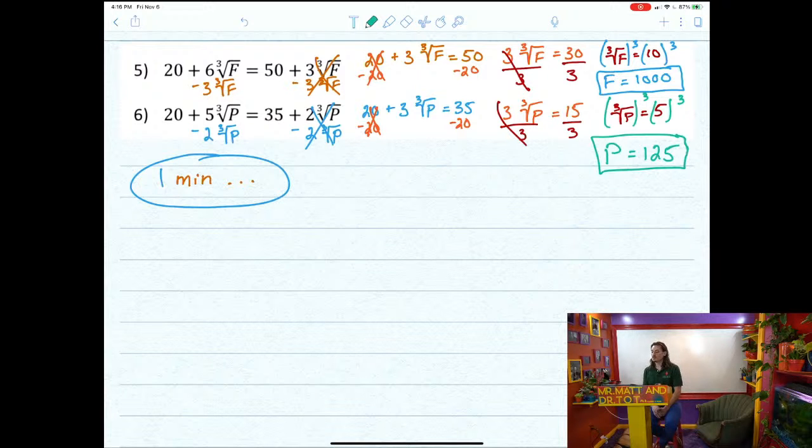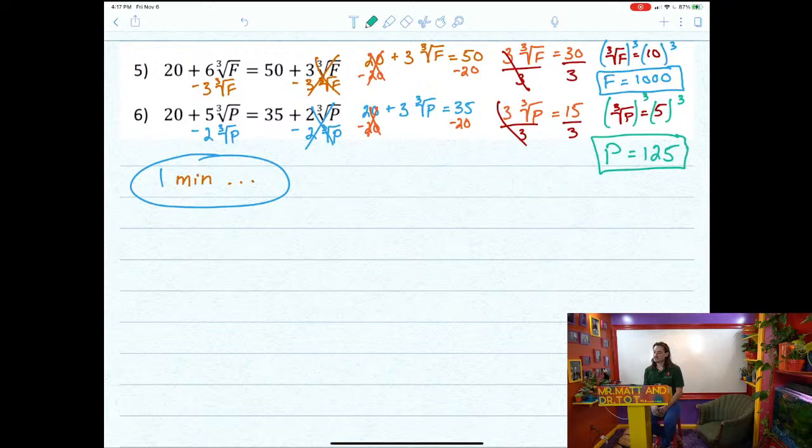The cubing of the cube root of f eliminates. Those are opposite operations, so we're just left with f. F is equal to 10 cubed. 10 cubed is 10 times 10 times 10. 10 times 10 is 100. 100 times 10 is 1,000. So f is equal to 1,000.